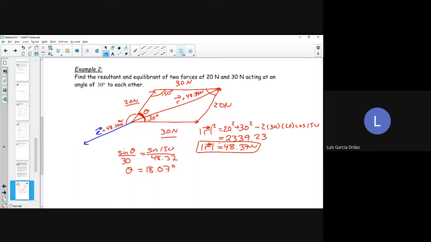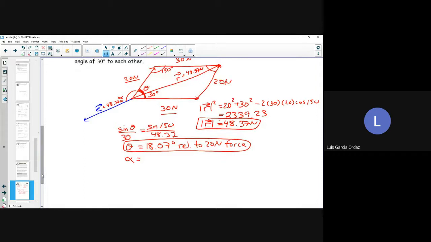And which vector is this angle relative to? Is it relative to 30 Newtons or to 20 Newtons? Relative to 20 Newtons. Perfect. That's my theta. However, what would my other angle be? What would my outside angle calculate to? How would I be able to find that outside angle? 180 minus theta, which is equal to 180 minus 18.07, which gives me 161.93 degrees. And that will still be relative to the 20 Newton force.